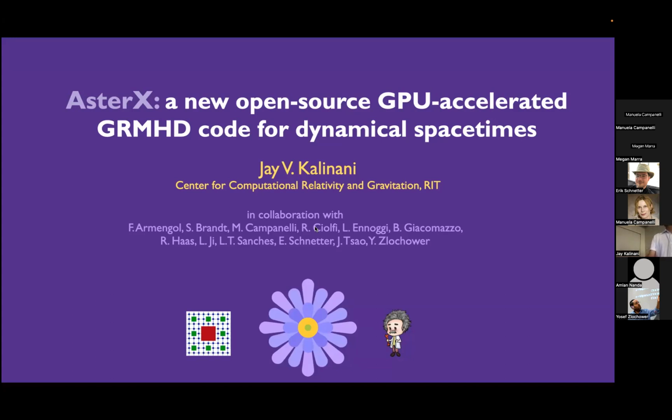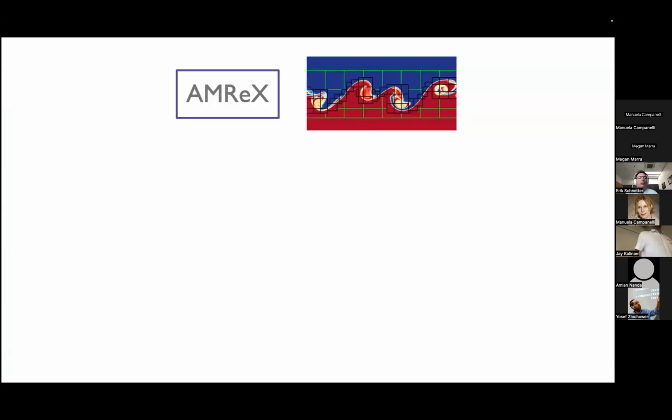Not finished yet. So now I would like to introduce our new GRMHD code called AsterX, which is based on the CarpetX infrastructure. This is spearheaded by some of us at RIT and also includes Eric Schnetter, Roland Haas, Federico, our Italian collaborators, as well as students of Eric. So you already heard from Eric about AMReX.